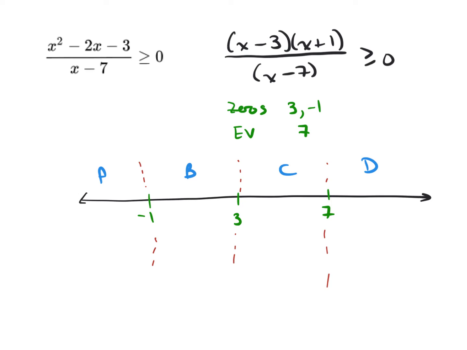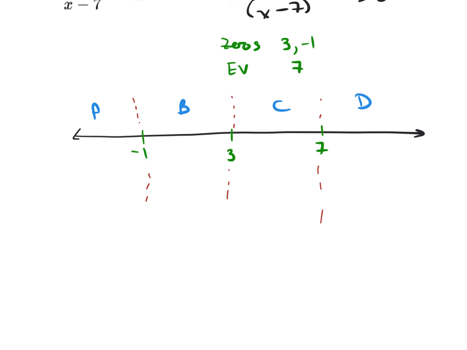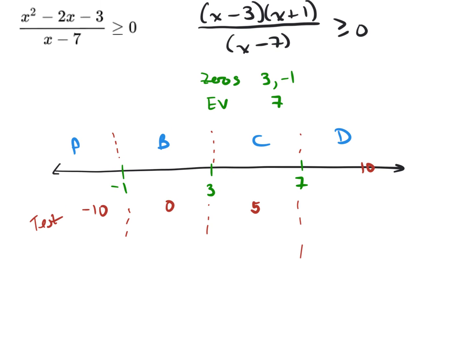All right, so we'll put a test point for each one. Maybe I'll do my test point something less than -1. How about -10, 0, 5, and 10. These are numbers in each region: smaller than -1, between -1 and 3, between 3 and 7, bigger than 7. And so then I'm going to plug it in up here into the expressions.